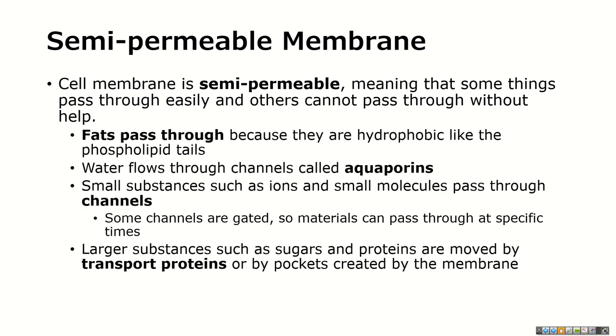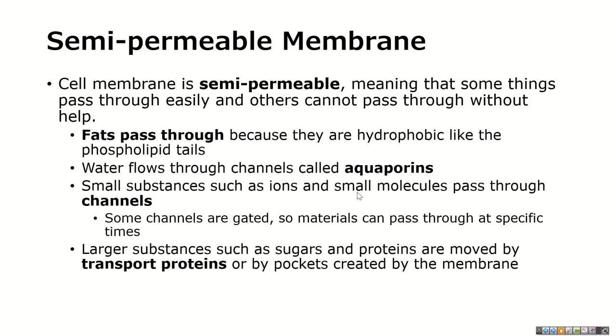So fats can pass through the membrane without any help because they're just like the hydrophobic tails. So they can just sneak through. So they can go in and out of your cells without any help. Everything else, everything that's not a fat is going to need some help. Water goes through special channels that are called aquaporins. Aqua means water, porin is pore, meaning a hole. So it's a water hole.